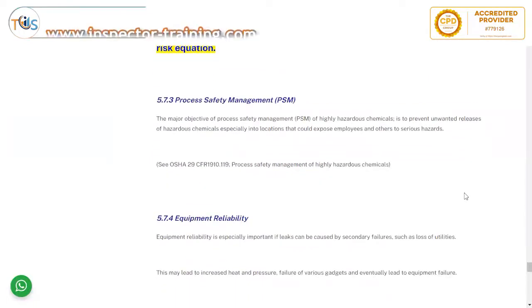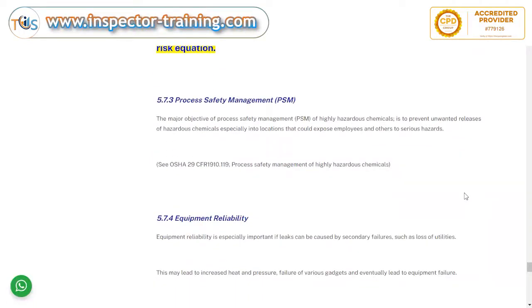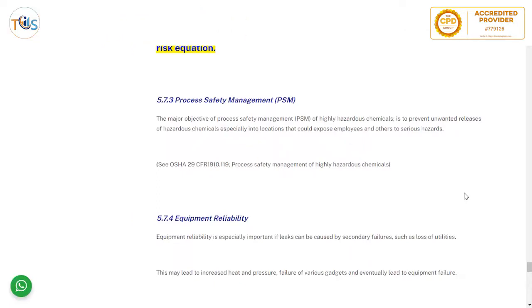Process safety management. The major objective of process safety management of highly hazardous chemicals is to prevent unwanted releases of hazardous chemicals, especially into locations that could expose employees and others to serious hazards. See OSHA 1910, process safety management of highly hazardous chemicals.